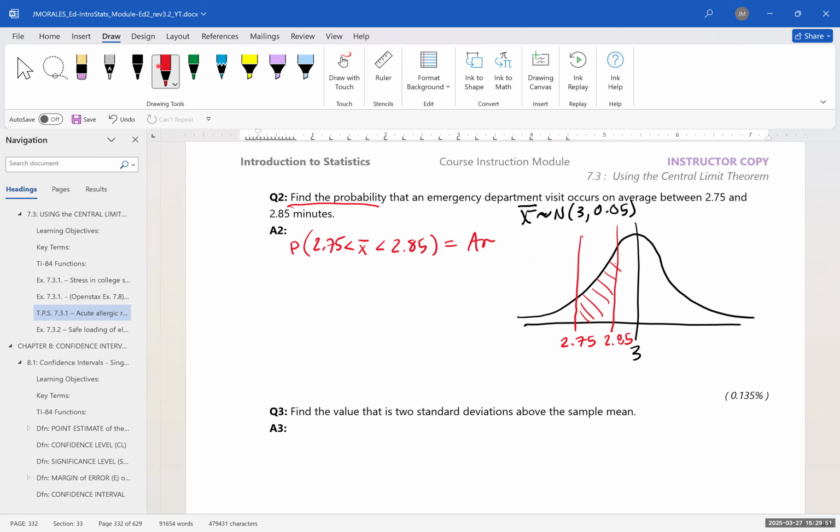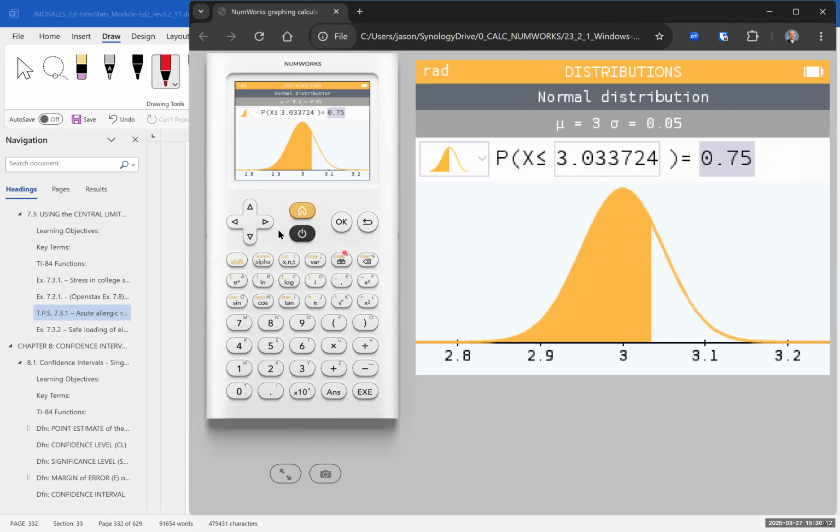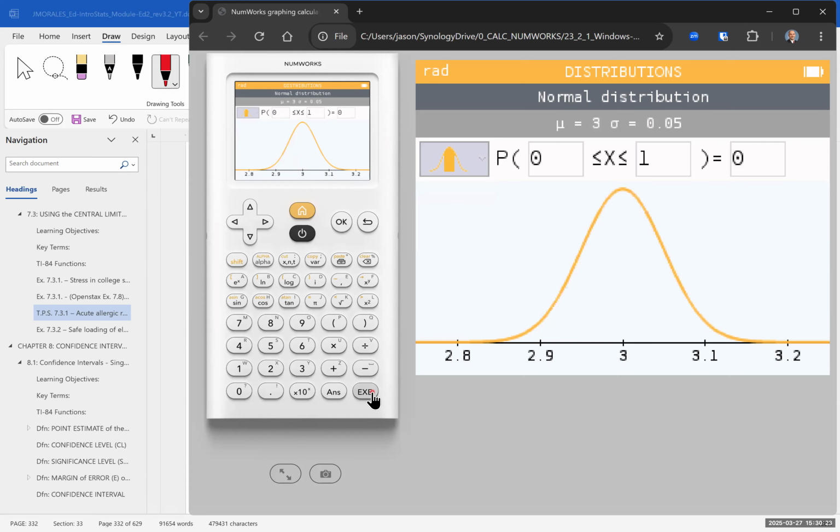So that's going to be equal to an area under the curve. And so since we're given values, we need to use a CDF function to go from values to the area that we need. So let me do the NumWorks calculator first. And we can leave all these parameters in. But now we just have to change the area we're looking for. We're looking for the area between two values. So that'll be this second option.